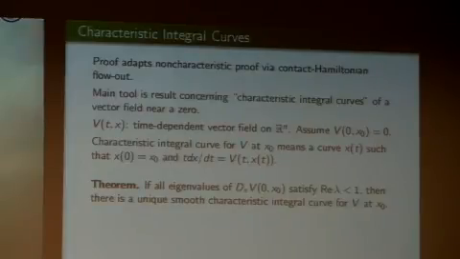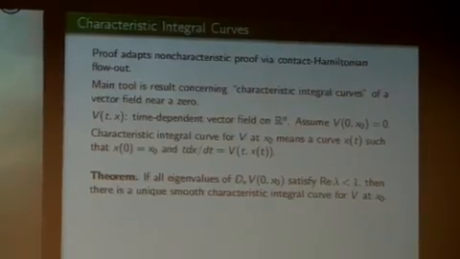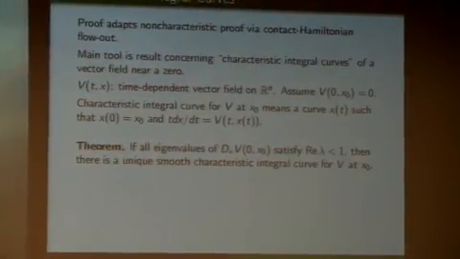So we linearize the vector field at t equals 0, and if all of its eigenvalues have real part less than 1, that's an additional condition coming in again, then there's a unique smooth characteristic integral curve for any one of these vectors, for any time-independent vector field like this. So this is the analog. This is the main thing that's going to allow us to solve this problem.